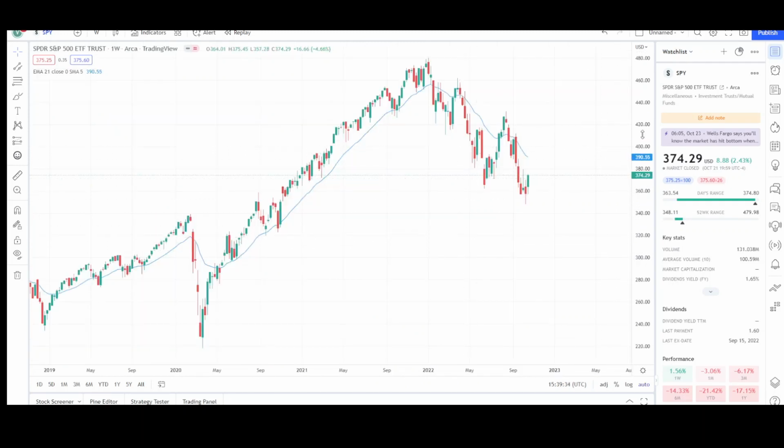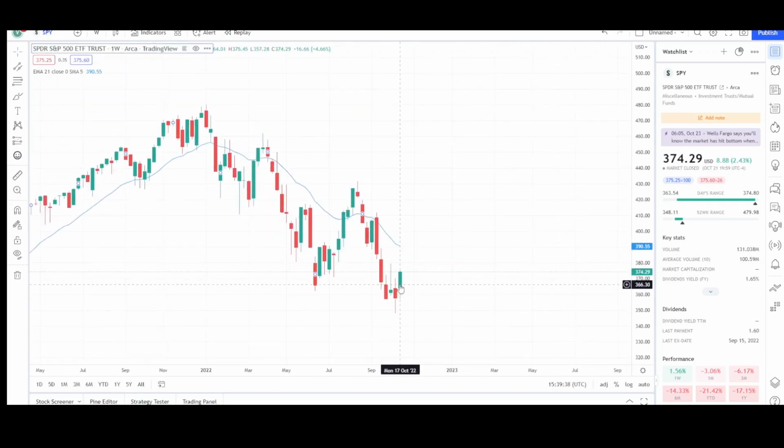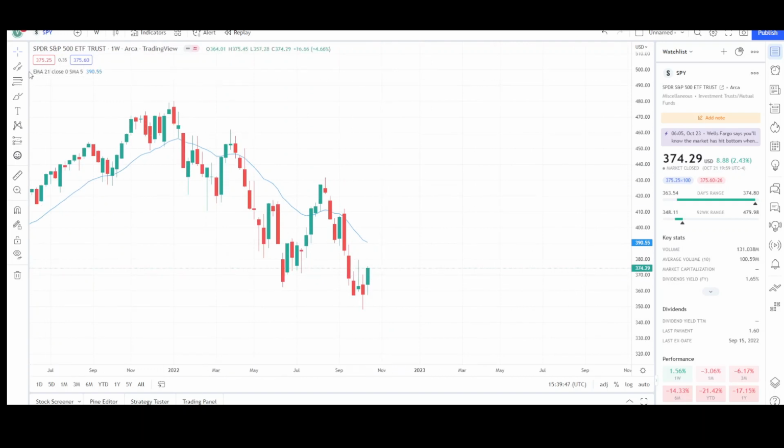And here we have the weekly chart for the SPY. And this candle right here, the most recent one, was kind of looking bearish, or actually neutral, for most of the week until Friday came around. Now it closed pretty strong. So this looks pretty good.